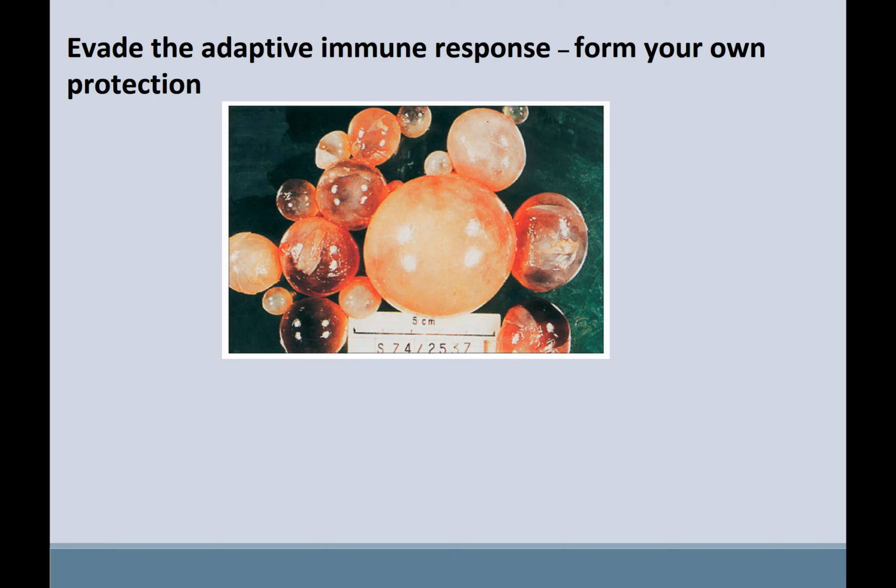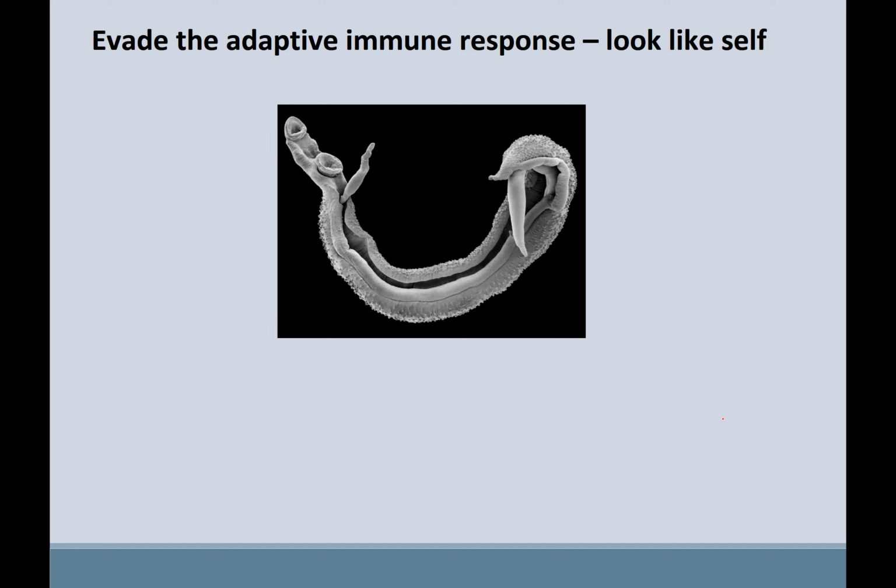Evade the immune response, form your own protection. So this is a cyst, and in that cyst is tapeworms. Okay, you can kind of see that little guy right there. And these tapeworms make these fluid-filled sacs where the worm can live. This happens to be from somebody's lungs. And it's just this nice protective coat that the immune system cannot penetrate. Look like self. Okay.